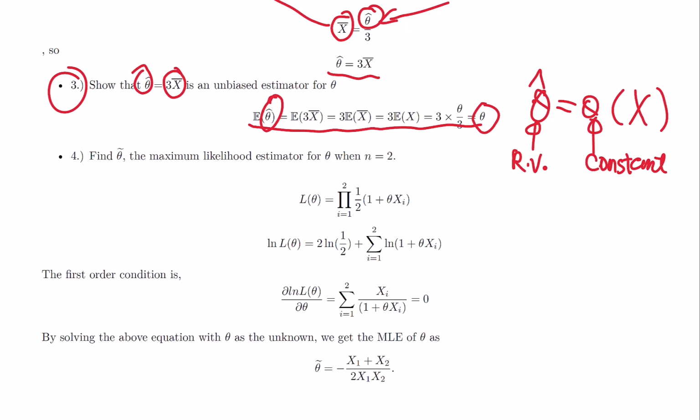Here we need to find the MLE for theta when n equals 2. Why do I need to specify n equals 2 only here? Because I think this is something we could work with. I could put n as 3 or 4, but that's a little too hard.